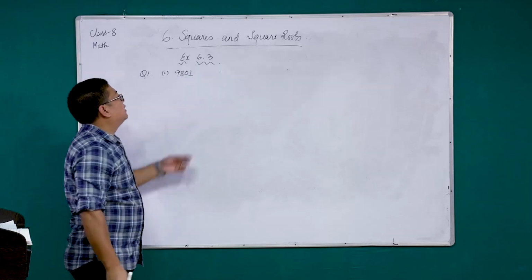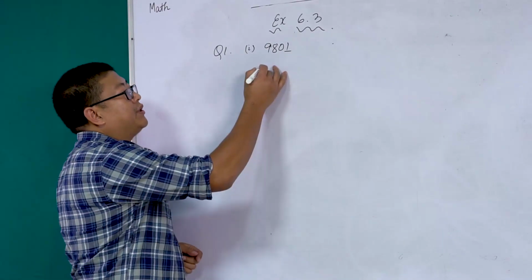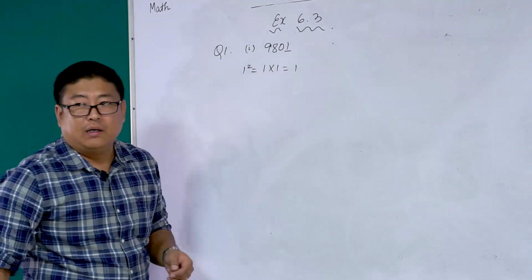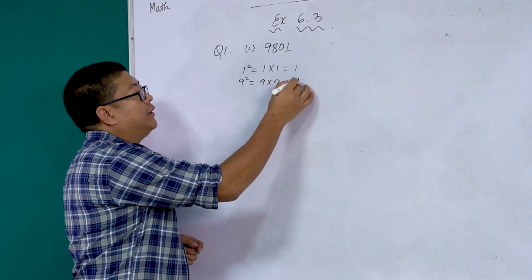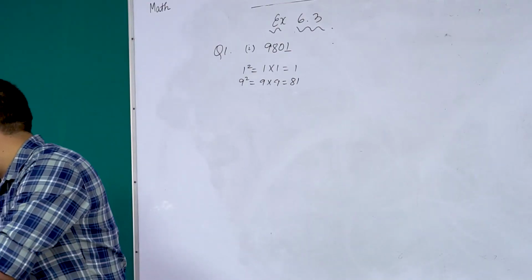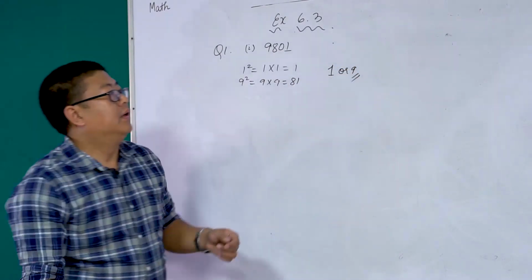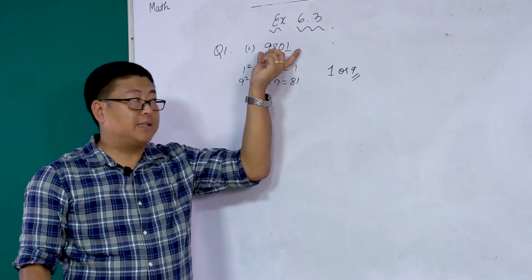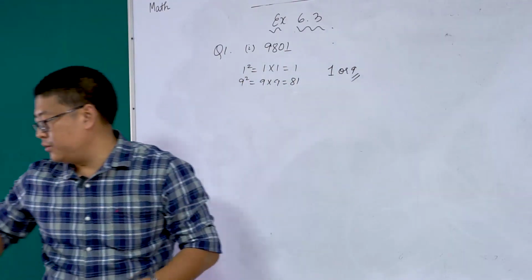When you look at the units place, it ends in 1. Now this 1 can be achieved through 1 into 1, 1. So this can be 1 square. And this 1 can also be achieved by multiplying 9 two times, 81. So here the possibility of the ones digit can be either 1 or 9. After finding the square root for this, the answer may have 1 or 9 in the units place. I hope you have understood this.